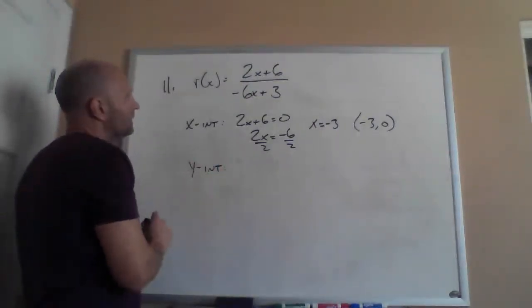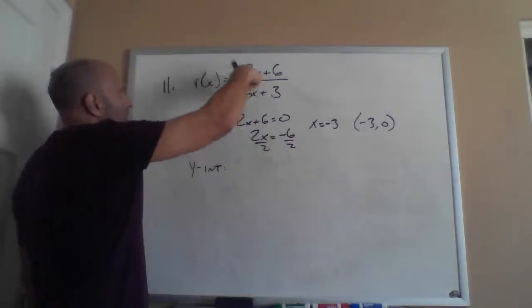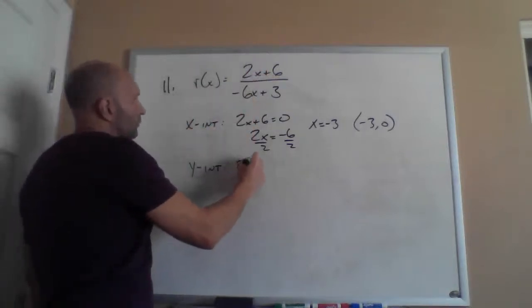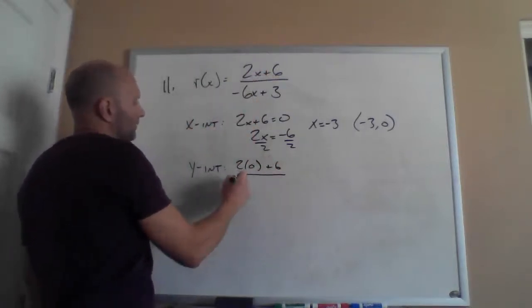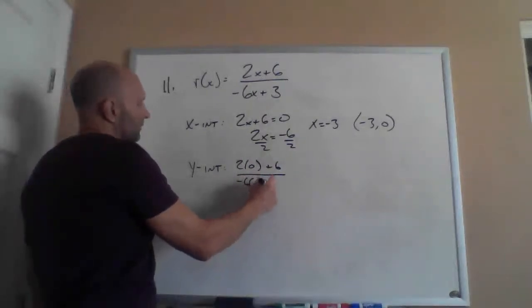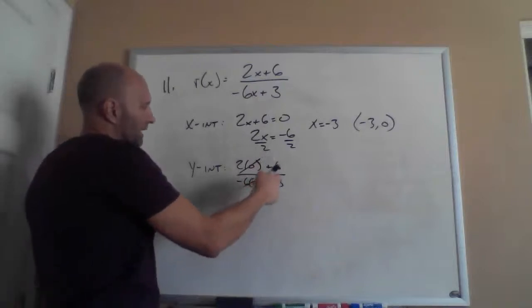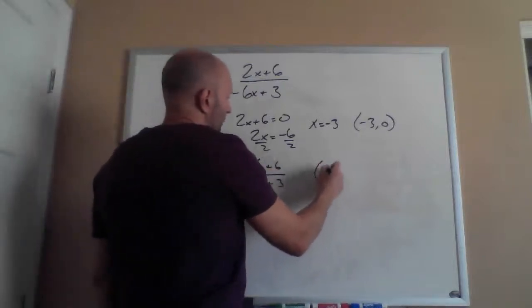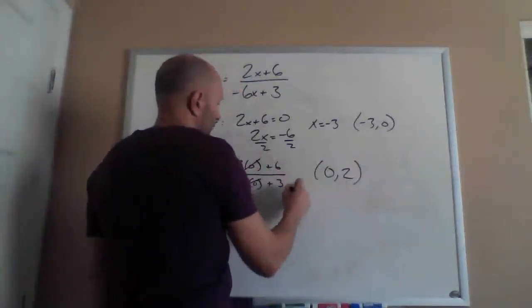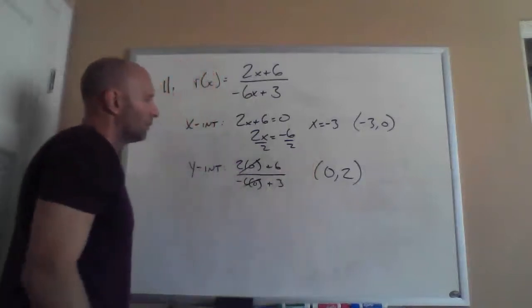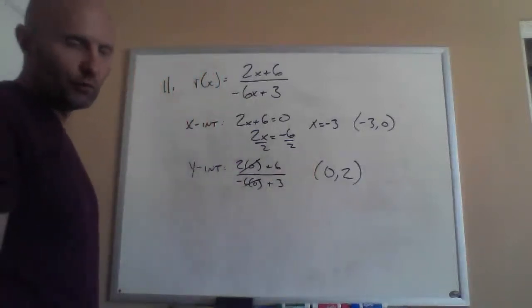Y-intercept. So for the y-intercept, we set all the x's equal to 0. So 2 times 0 plus 6 over negative 6 times 0 plus 3. These two cancel out. So you get 6 divided by 3, which is 2. So this tells us our y-intercept is 0, 2.